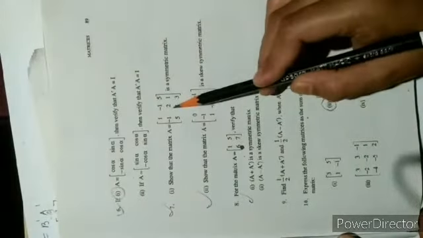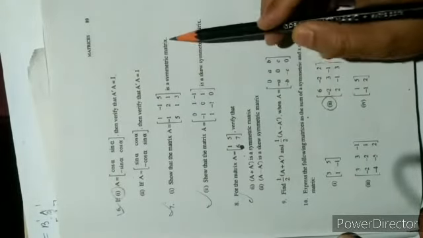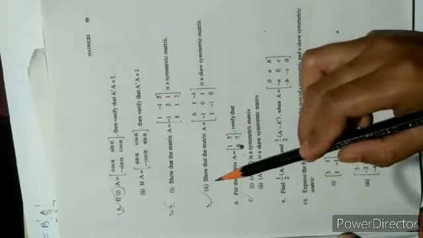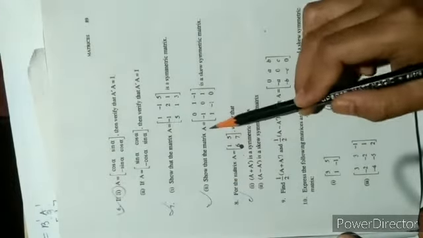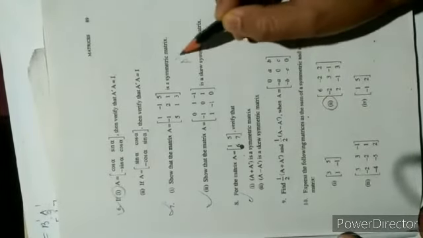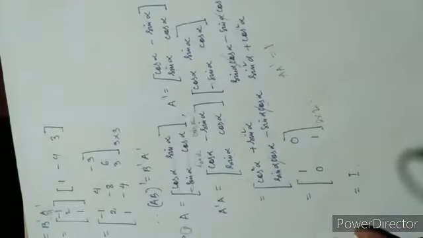Question number 7. Find so that the matrix A of order 3 is, Roman number 1, a symmetric matrix. Then for Roman number 2, so that matrix A is a skew symmetric matrix. If A dash is equal to A, then the matrix is called a symmetric matrix. If A dash is equal to minus A, then that matrix is called a skew symmetric matrix. So we need to find the transpose of the given matrices.